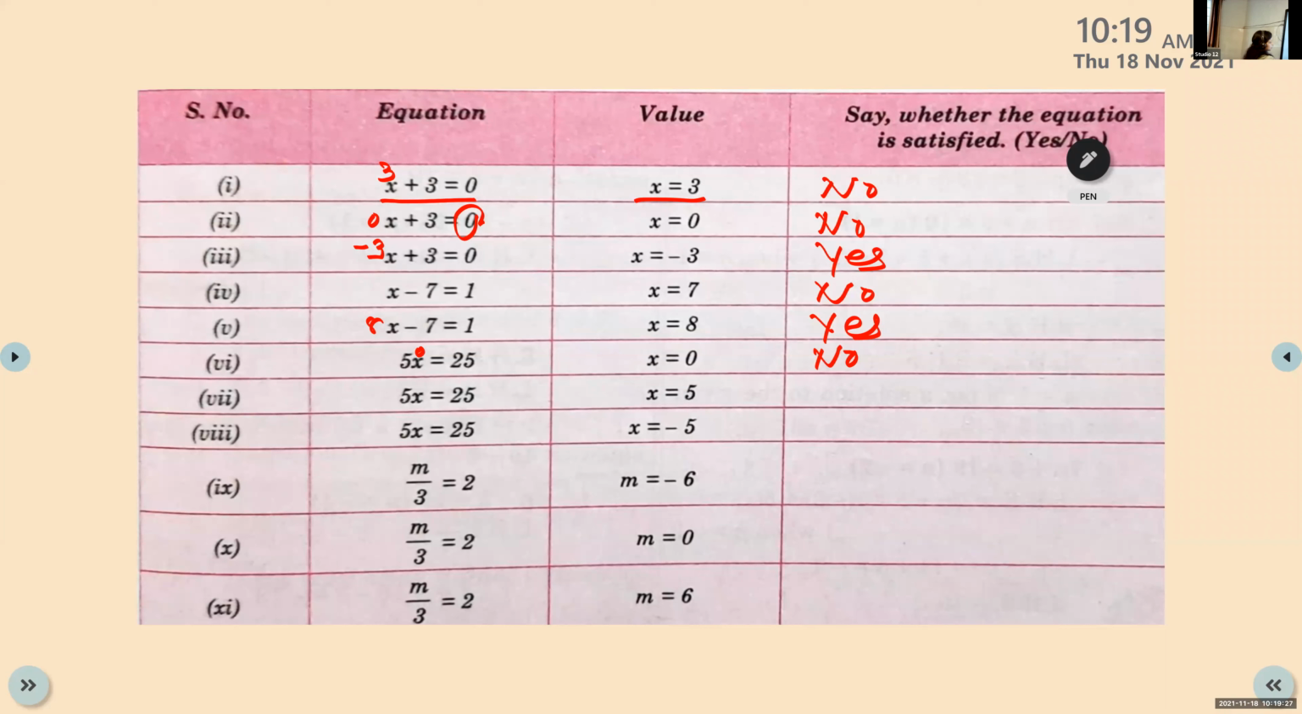5 into x, 5x. So in the place of x, I am putting 5. Then is it correct or not? Is it the correct solution, Aaron? I am asking only Aaron Somi. Only Aaron Somi should answer. Aaron, is this solution correct or not? If I put x is equal to 5, will I get 25?